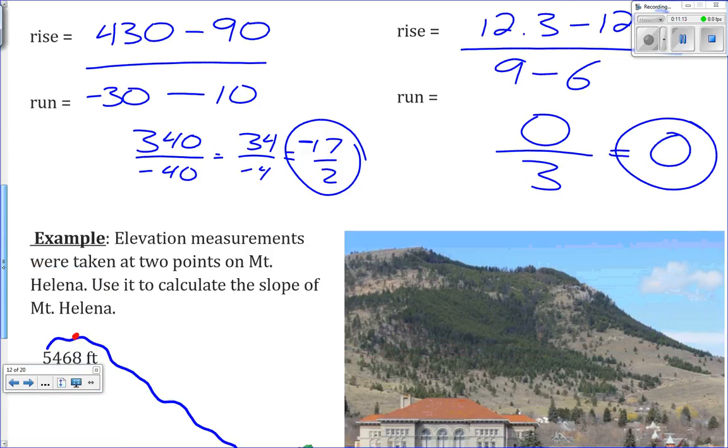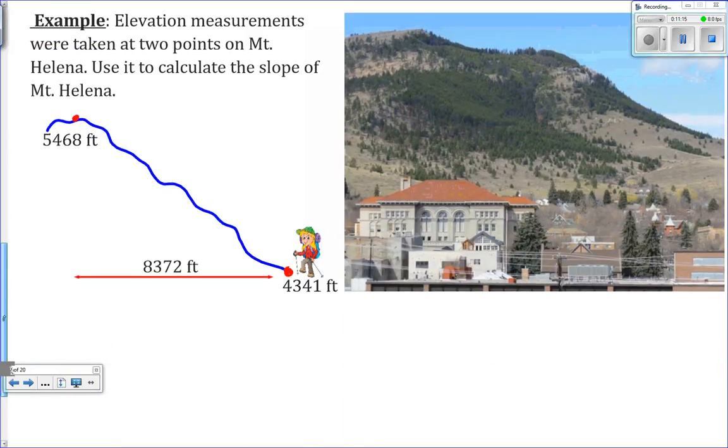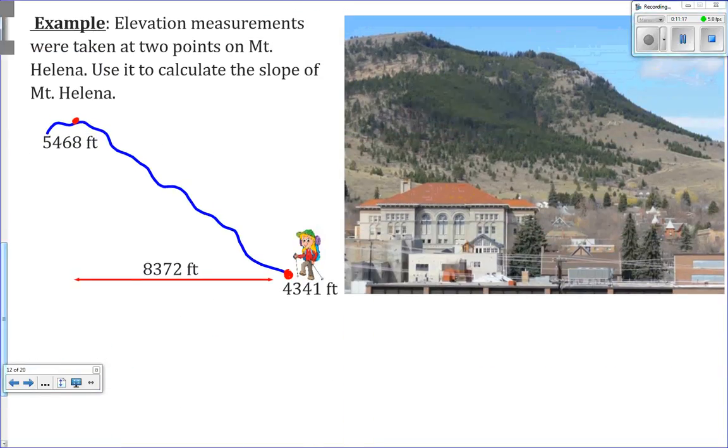Last question. I'll turn you guys loose here. Elevation measurements were taken at 2 points on Mount Helena. Use those points to calculate the slope of Mount Helena. There's a nice picture of Mount Helena. Mine looks a lot better than yours does because yours is in black and white. Mine's in color. And then here's a little map that we drew.